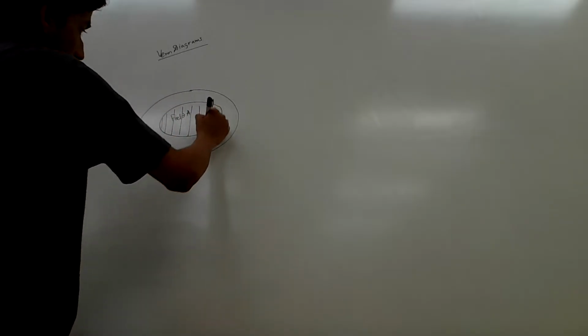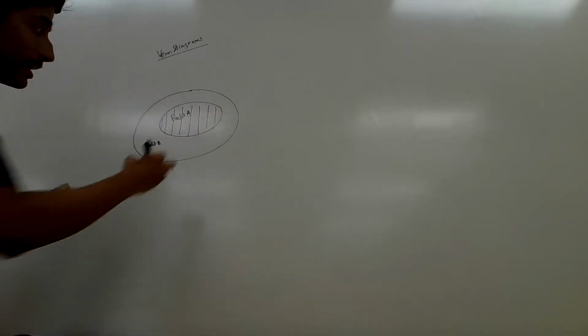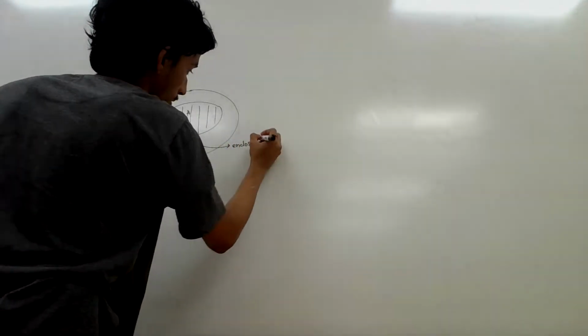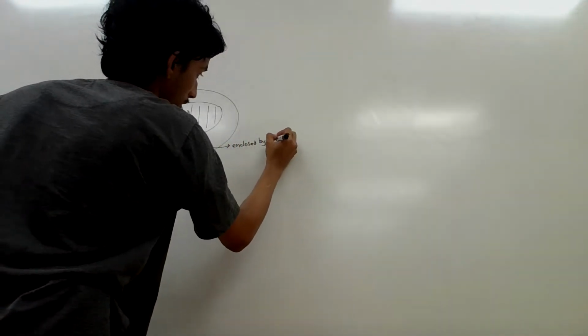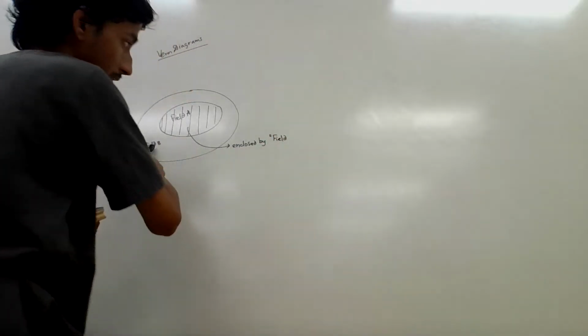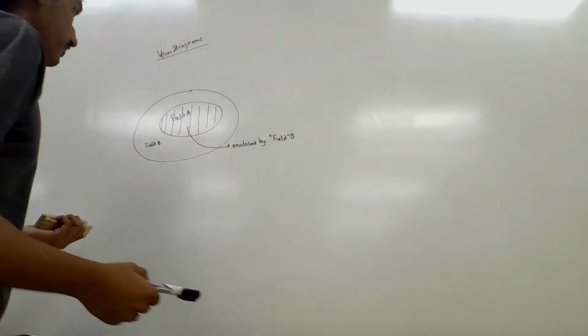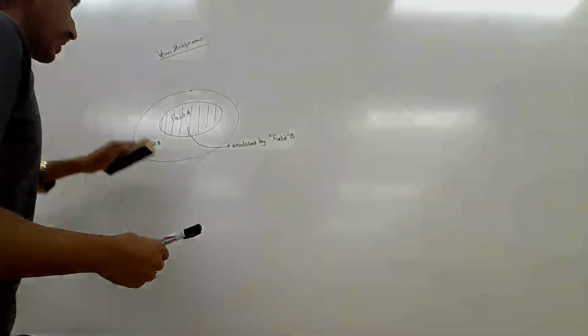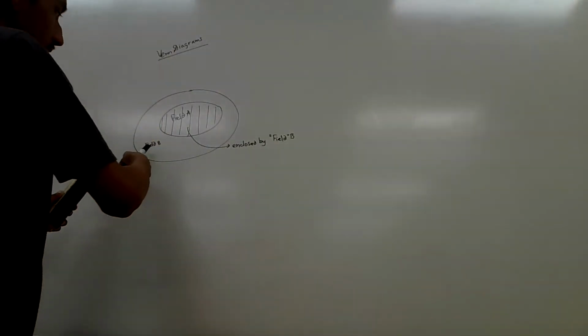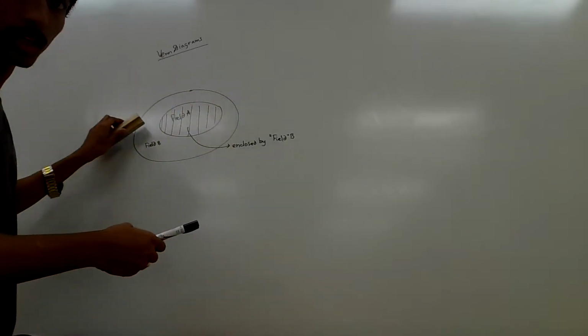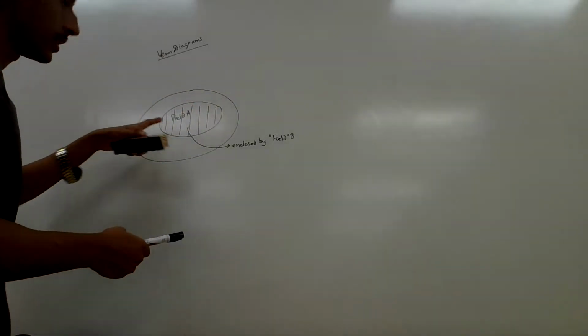So what you say in these cases is that field A is enclosed by field, which is in this case B. Right. So taking this into fact, you can obviously see that this is field B. This entire outer circle is the field B, and this is field A, which is inside of it.